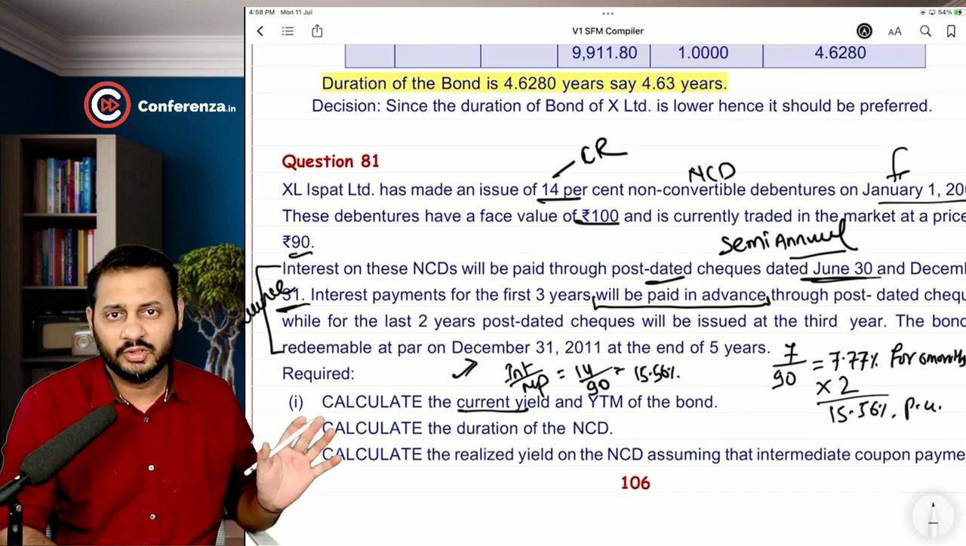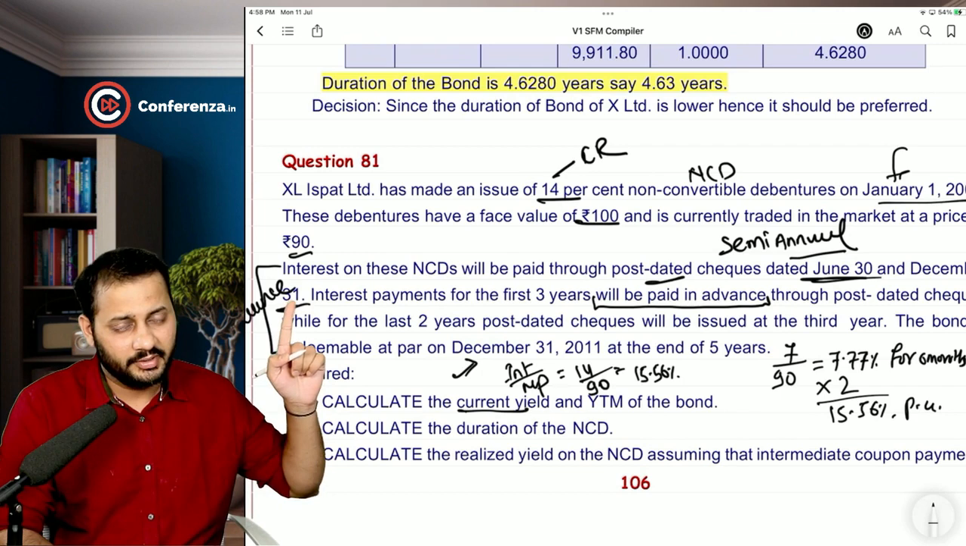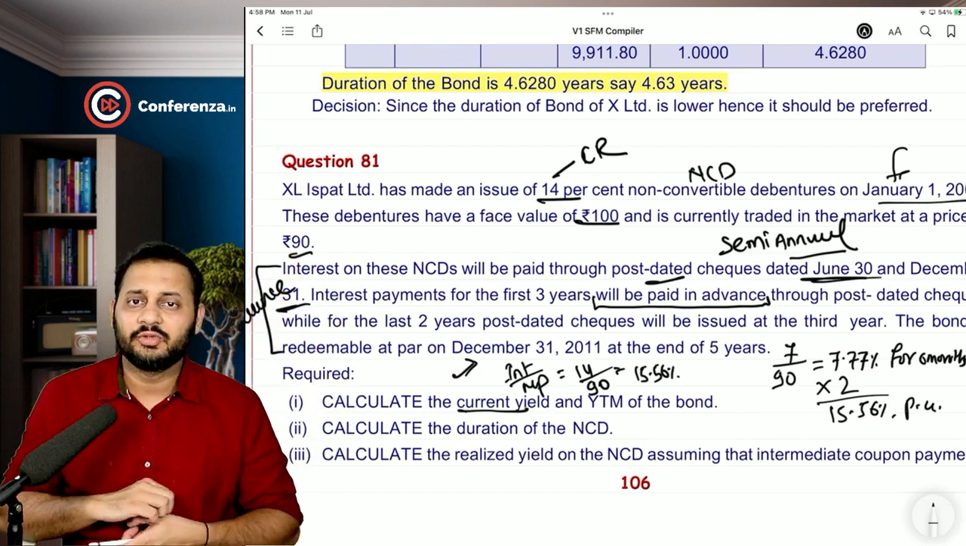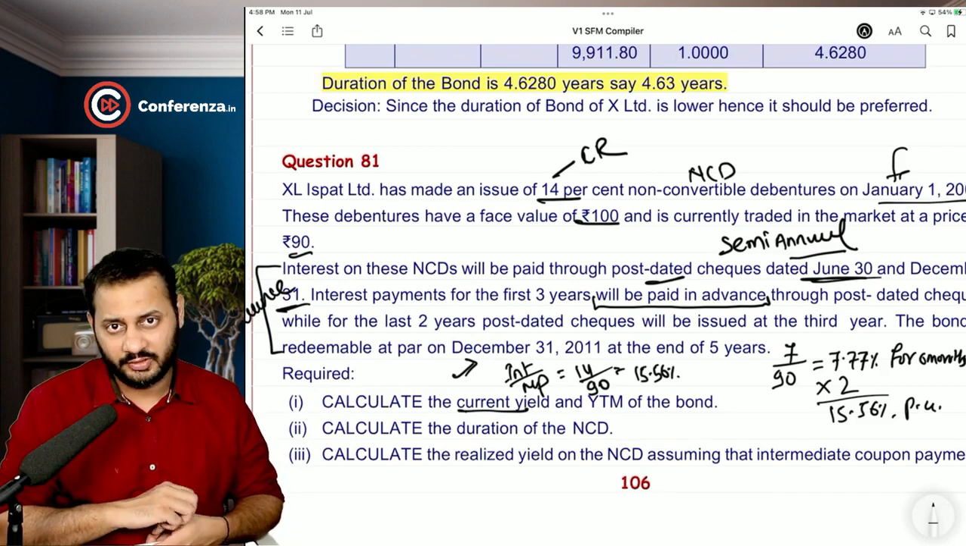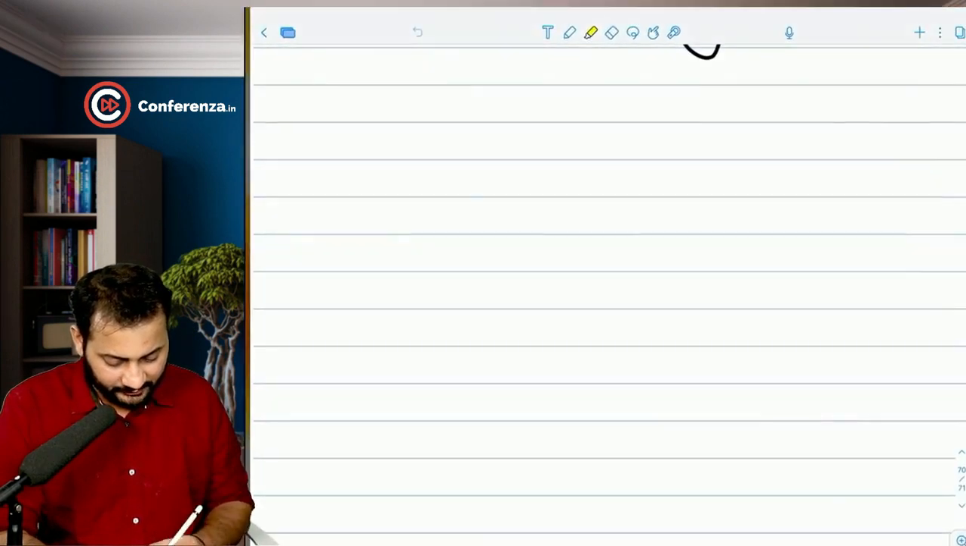So there is no difference in the formula of current yield when the interest is paid half yearly or per annum. The second thing that they are asking you to calculate is the YTM of the bond. See, the YTM of the bond has to be calculated like this, 81.